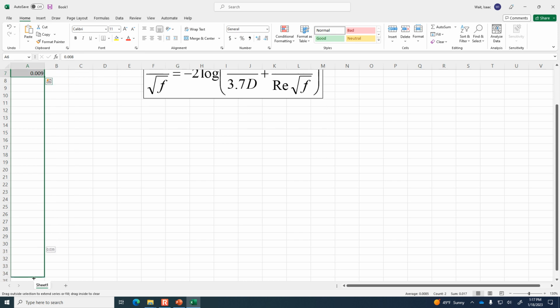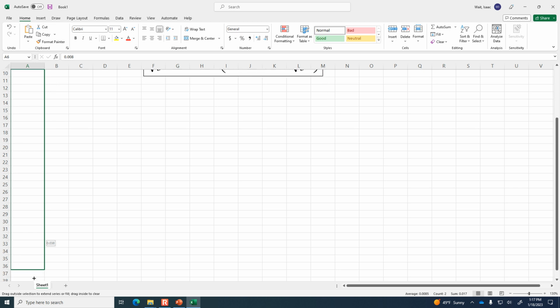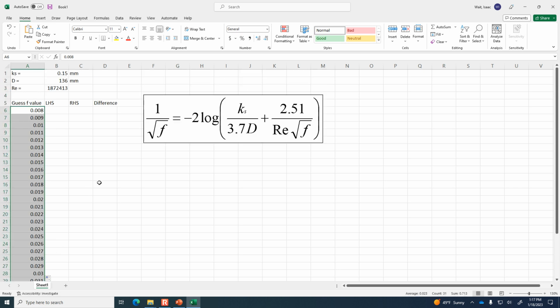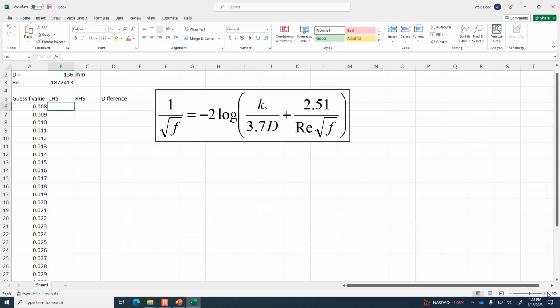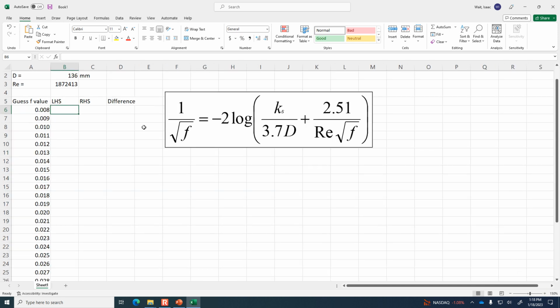And we're going to see, is the left-hand side and the right-hand side equal for some guess value of f? Because I don't know what the f value is. I could solve for it if I had my HP calculator here, but I don't have it with me right now. Okay, so the left-hand side equals 1 divided by square root of f.